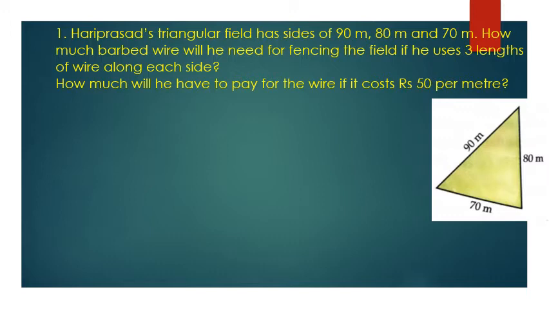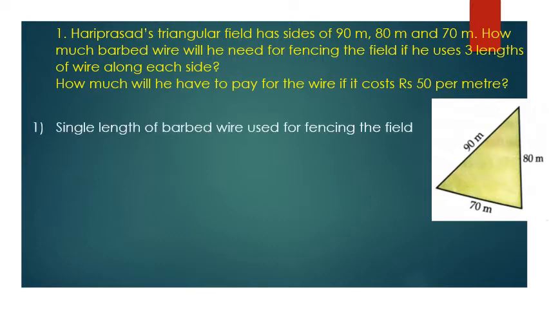So children, you can see in the picture given here, this is the picture of the triangular field of Hari Prasad, and the 3 sides of this triangular field are 90 meter, 80 meter and 70 meter. So how much barbed wire will he need for fencing the field, means for putting fence around his field, okay? And if he uses not 1 length but 3 lengths of wire along each side. So let us see how we are going to solve this problem.